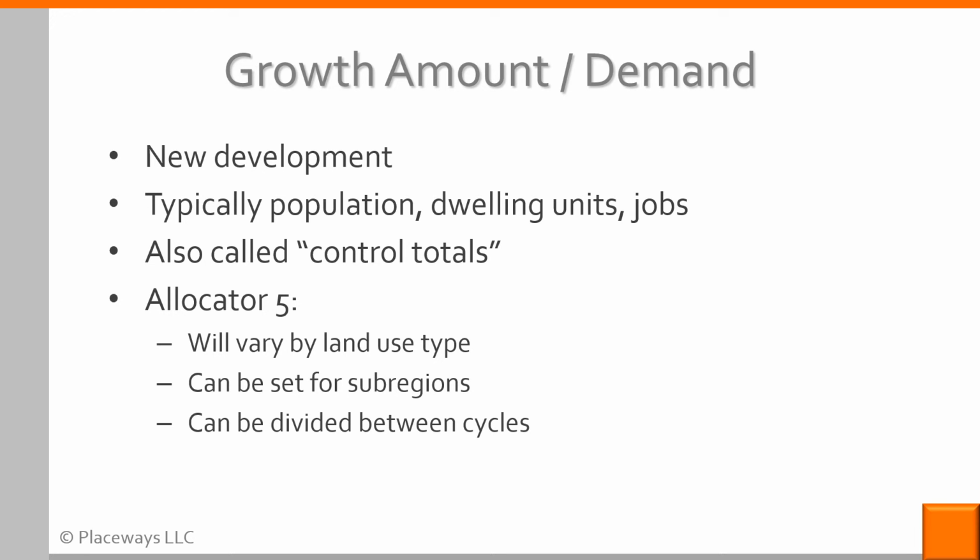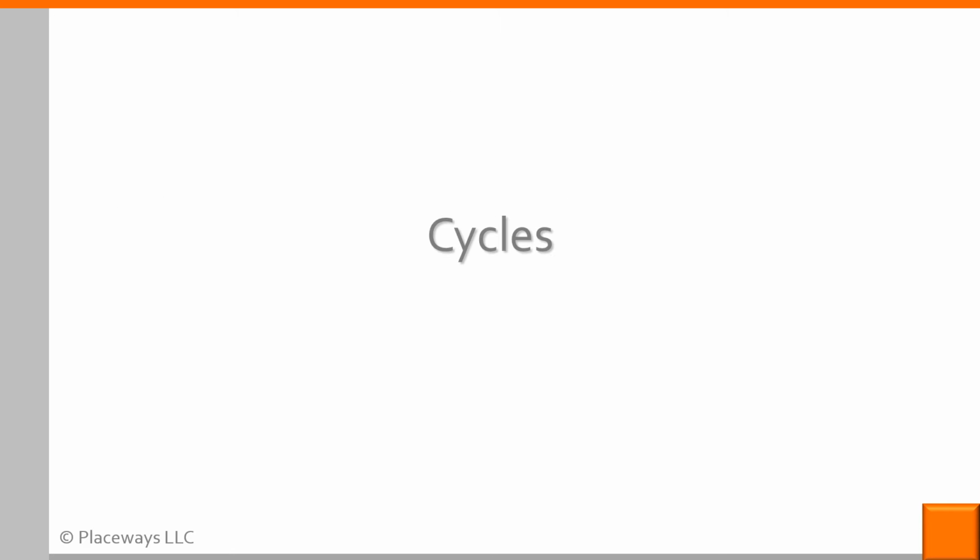Growth amount, or demand, is a single number for each land use that represents the quantity of new development you want to allocate across your entire study area. Transportation modelers often call these amounts control totals. In Allocator 5, you can set different amounts by land use type and by subregion, and you can divide it into several cycles if desired.